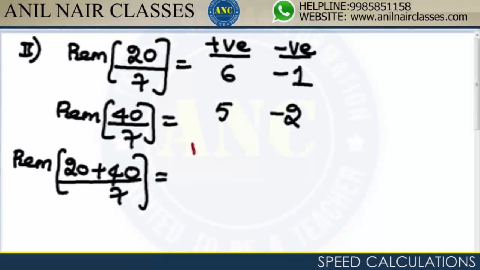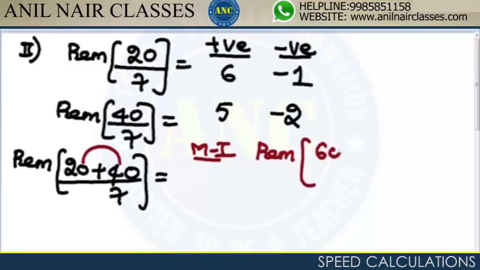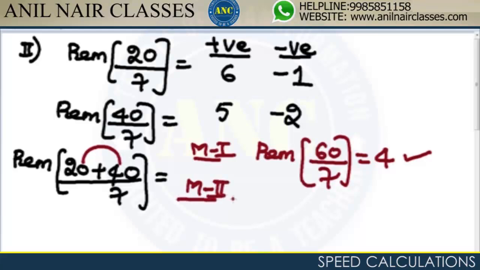I can solve this problem in 3 methods. Method 1: 20 plus 40 is 60. 60 divided by 7, 7 eights are 56, remainder is 4. This is one method. Method 2: do it separately.